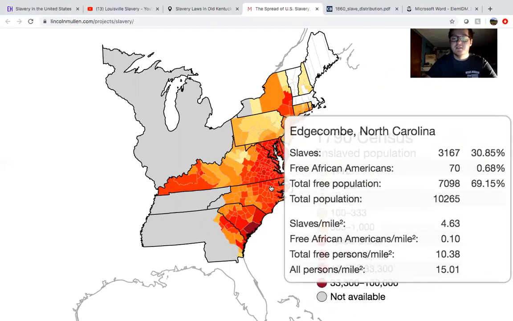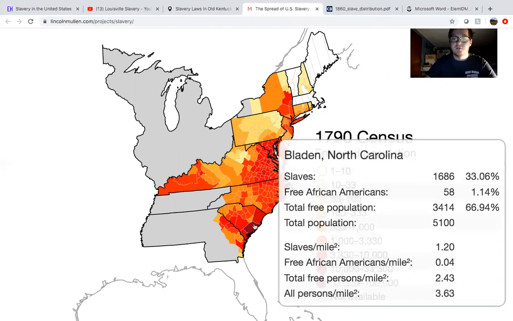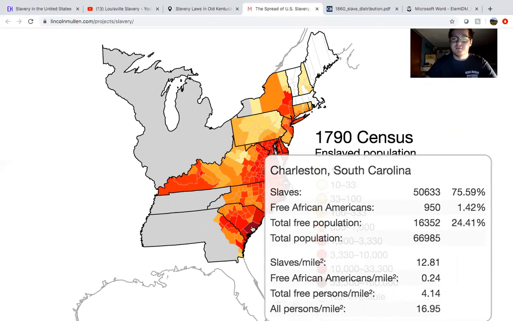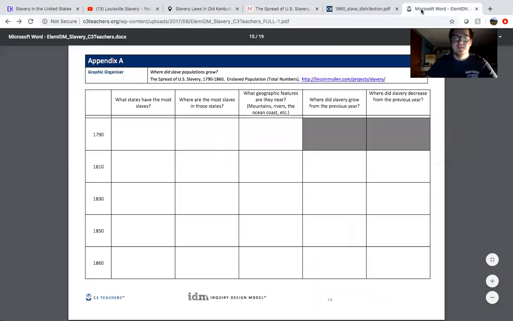So just hover over this, find the most populous for whatever state you listed. Find the most populous county for slaves. And we put South Carolina. Definitely Charleston, South Carolina has the most, 50,633. So we can write down Charleston, South Carolina for this box.